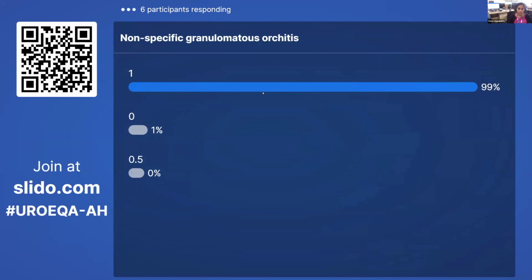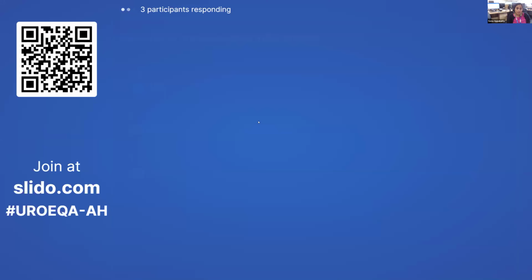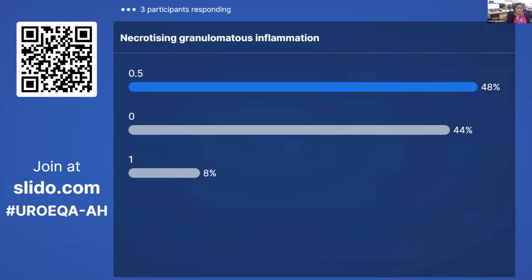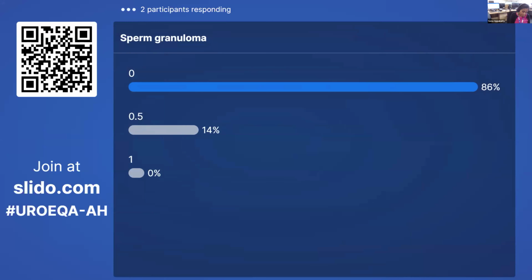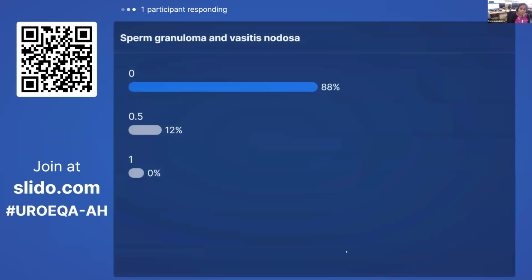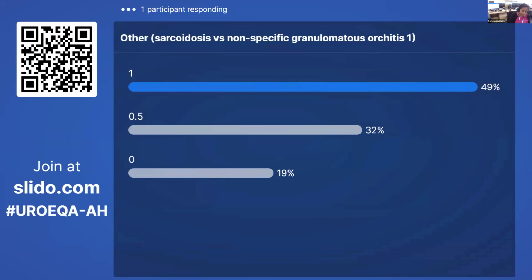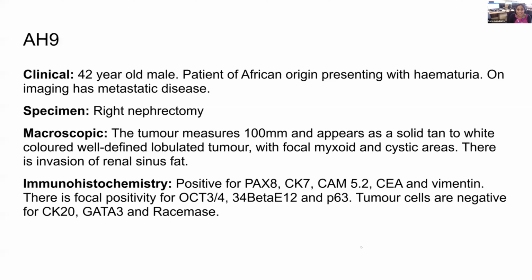Okay. So non-specific granulomatous orchitis gets a 1. Necrotizing granulomatous inflammation 0.5. Then sperm granuloma 0. Granuloma 0. Other 1. Oh, thank you. It's wonderful. So next case, case number 9.